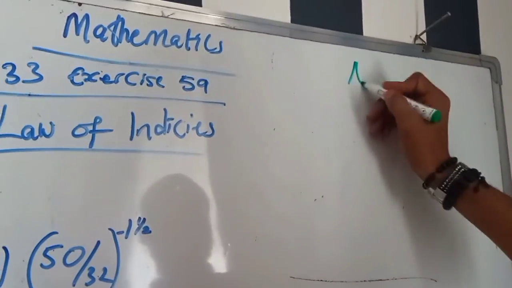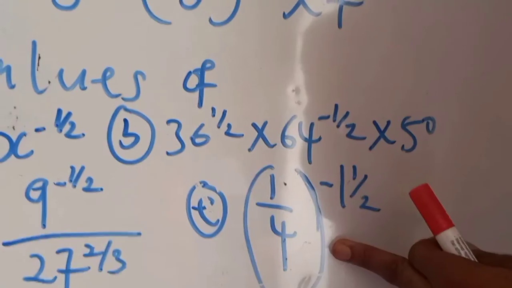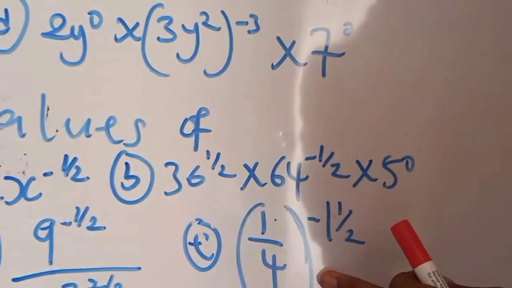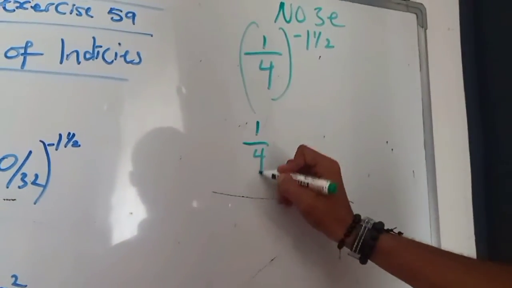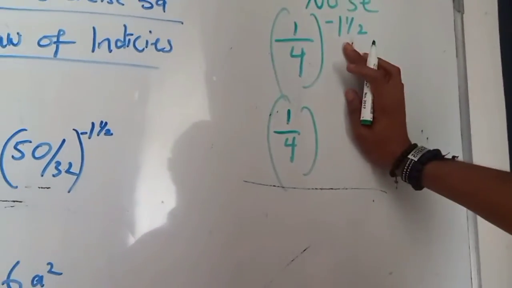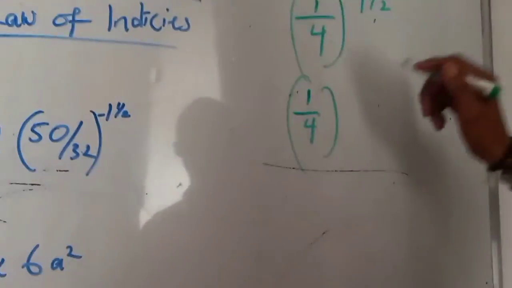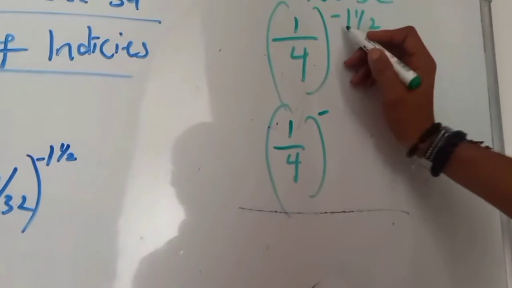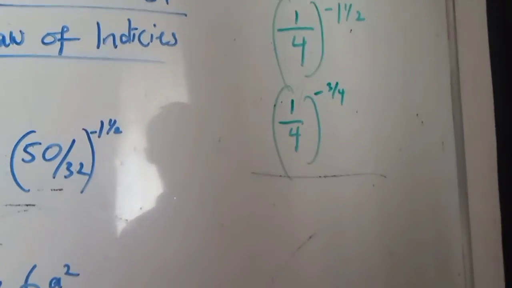We go to number 3E, which is 1 over 4 in brackets raised to negative 1 whole number 1 over 2. So this is the question there. This is a mixed fraction. What will I do? I will convert from mixed fraction to proper fraction. So 2 times 1, 2 plus 1, 3. So minus 3 over 2.